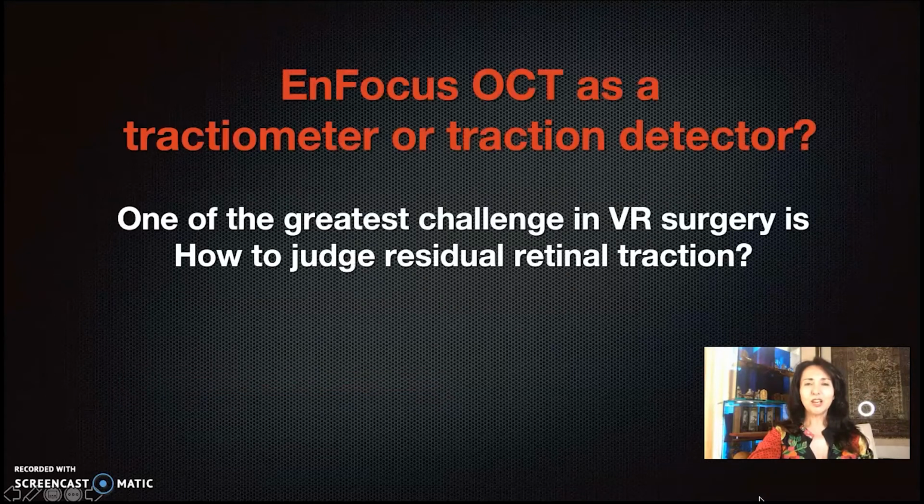But you can also judge residual traction. I think this is one of the greatest challenges in VR surgery, how to judge residual traction. Can the intraoperative OCT finally be a traction meter or a traction detector?